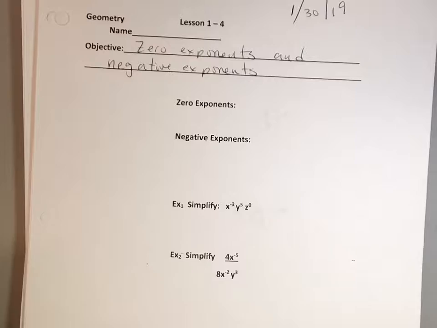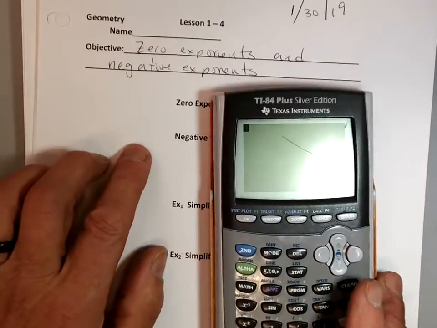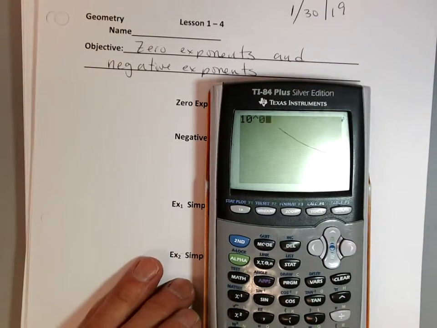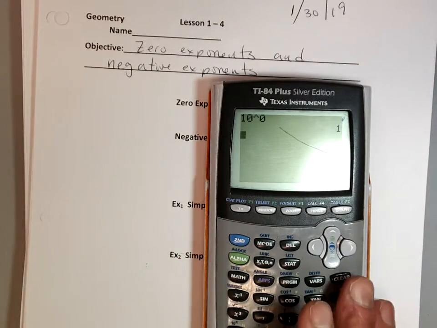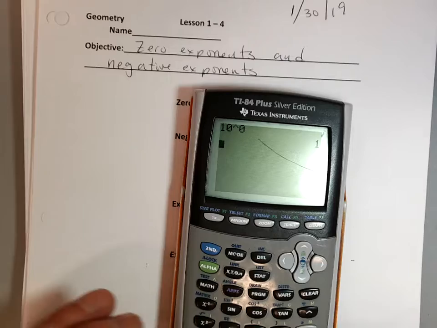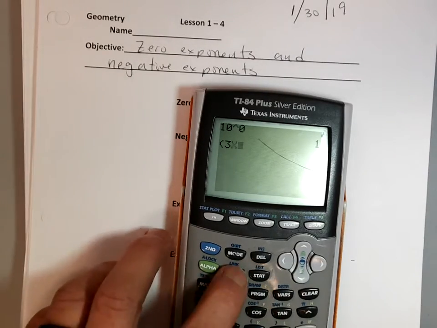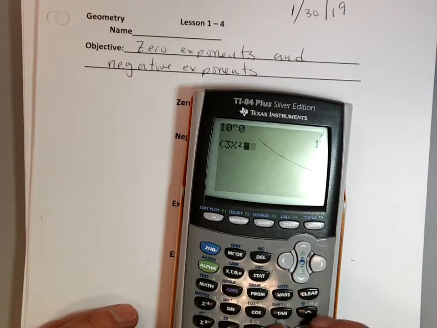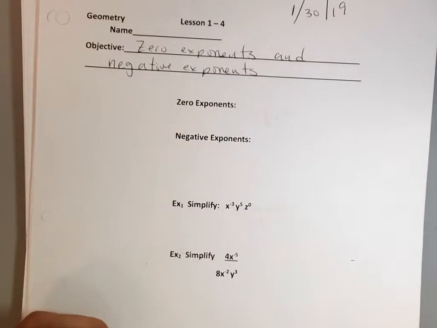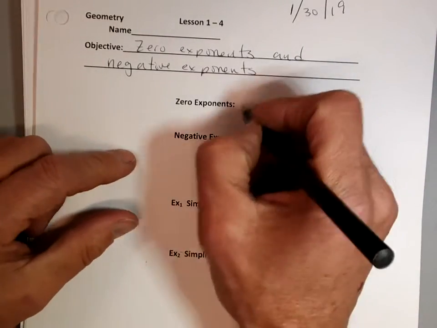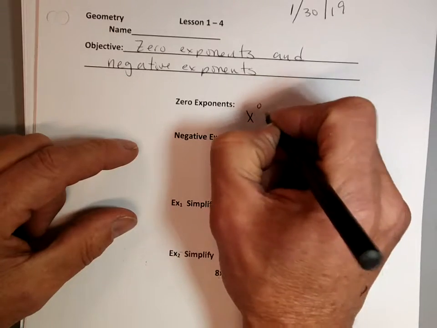So it turns out, and I'm going to write it, but I'm going to show it first, okay? Anything to the zero power is 1. Check it out. If I go like a 3x squared, but it's to the zero power, anything to the zero power is the number 1. It's just the number 1. Anything to the zero power is always going to be the number 1. So for zero exponents, we can say x to the 0 equals 1.